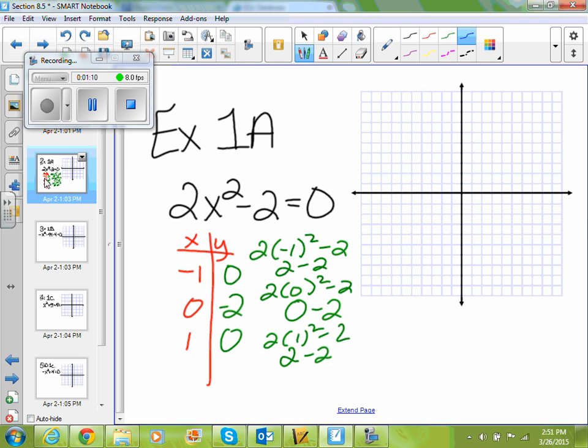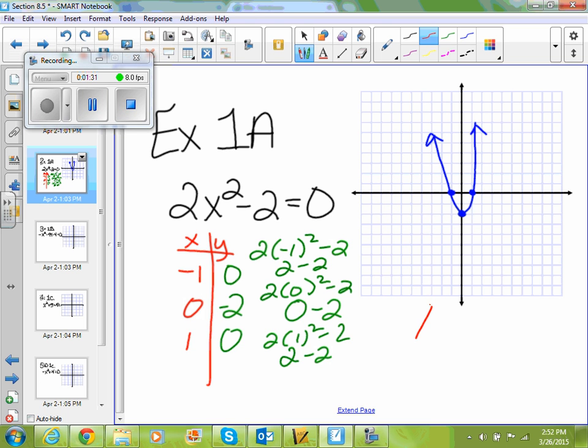Okay, so we're going to graph this. So -1, 0 tells me to go back 1, up 0. 0, -2 tells me to go over 0, down 2. And 1, 0 tells me to go over 1, up 0. If I then connect my points to make my graph, I get a parabola that looks like this.